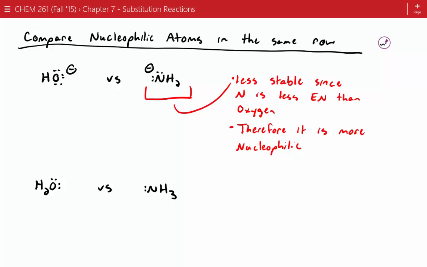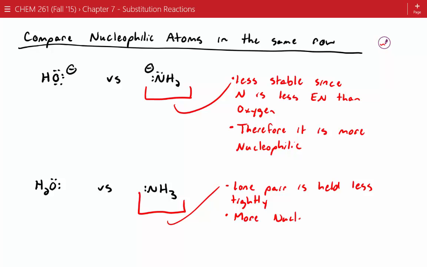Think about the lone pairs on these. Which lone pair is being held more closely? The lone pair on oxygen or the lone pair on nitrogen? Oxygen. Oxygen's very electronegative, so it's going to hold on to its lone pair tightly. That lone pair is going to be close to the nucleus. The nitrogen lone pair is going to be further away and more accessible to participate in a nucleophilic attack. So the same trend holds. The lone pair is held less tightly. Therefore, it's more nucleophilic. If you think about water, those lone pairs are held really close to the nucleus because oxygen's so electronegative, it's really greedy. Therefore, the lone pair can't really reach out and participate in a nucleophilic attack as easily.